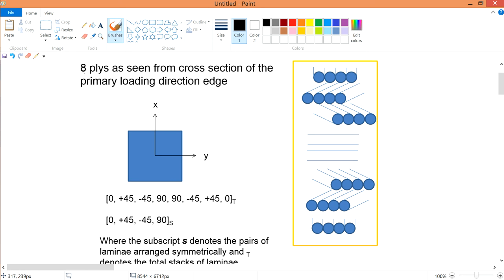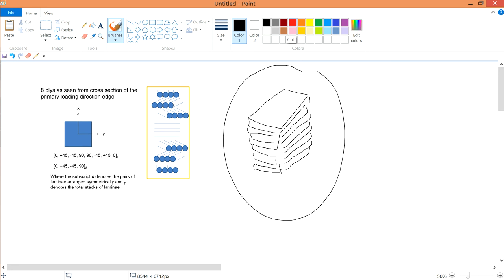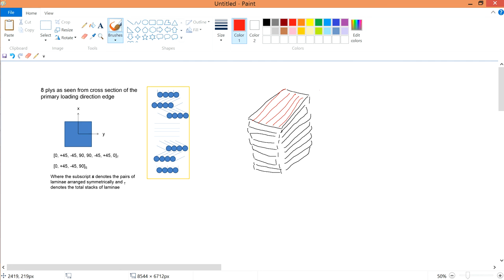For example, if you have an 8 ply laminate, as seen from this diagram, 1, 2, 3, 4, 5, 6, 7, 8, total 8 plies. In this sector there will be 0, 45, minus 45, 90, and so on. So when you're talking about your laminate, this is my 8 ply laminate. Over here this is the x, this is the y, so this is 0 degrees.